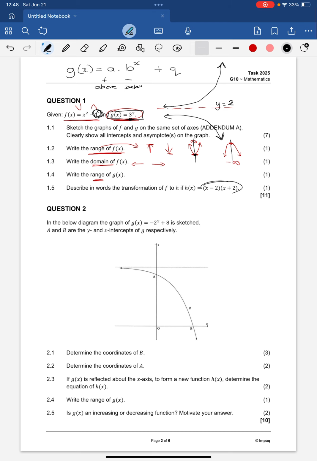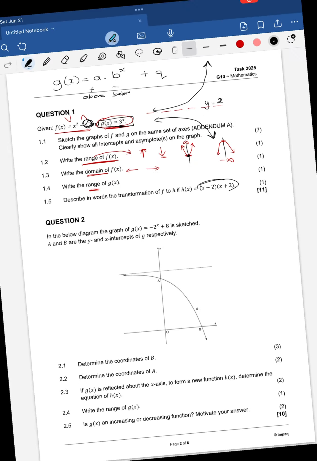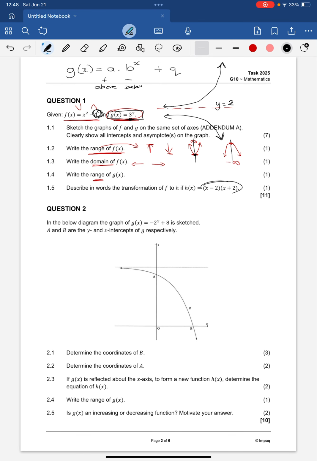Anyway, sorry about that. In the below diagram, the graph of g of x is -2. So this is an exponential function, just like g of x above. But it looks slightly different. Now, remember I told you that if the a value is negative, it tells me that the function is going to be below the asymptote. And even if you look at the diagram, you can see the asymptote is here. The function is below. Determine the coordinates of B.